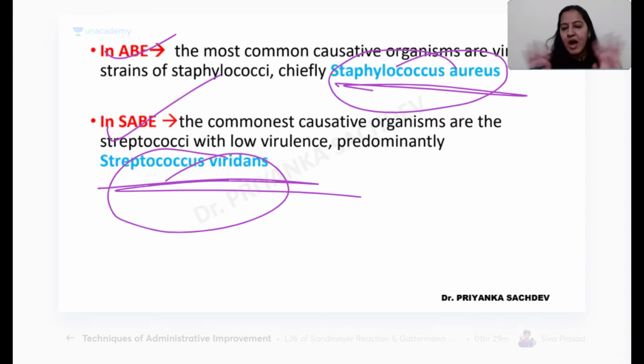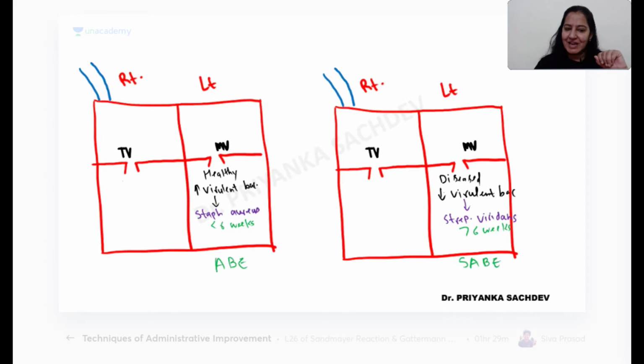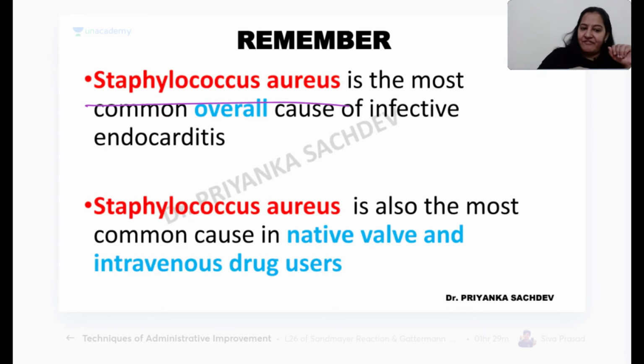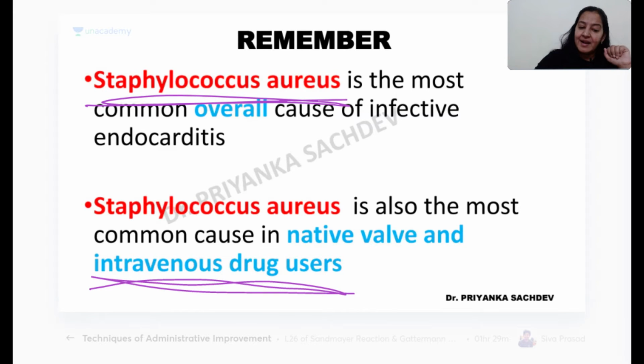Everyone knows. But if I don't ask ABE and SABE, if I ask what is the most common bacteria in bacterial endocarditis overall, what will be your answer? You know the most common for ABE, and the most common for SABE. Overall, it is Staph. So for ABE it is Staph, for SABE it is Strep, but overall it is Staph.